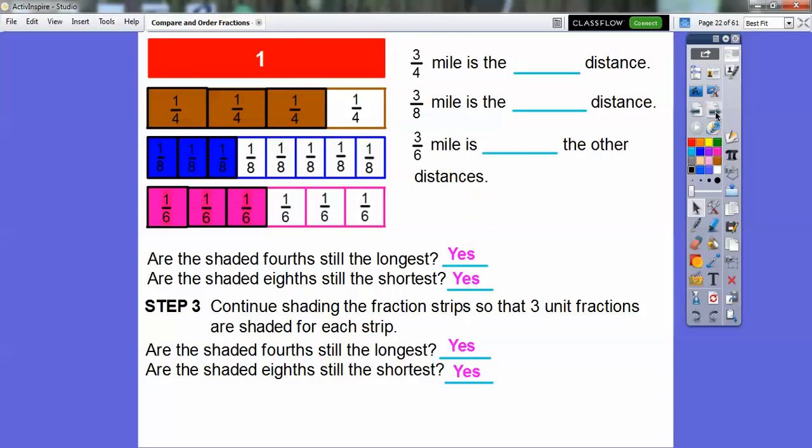All right, let's answer some questions here. So 3/4 mile is the longest distance. Can you see that? 3/8 mile is the shortest distance right there, okay? And then 3/6 mile is the one that's in between the shortest and the longest. So it's in between these two. So 3/6 mile is between the other distances right here.